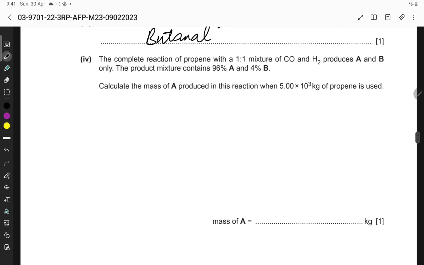The complete reaction of propene with 1:1 mixture of carbon monoxide and hydrogen produces A and B only. The product mixture contains 96% A and 4% B. Calculate the mass of A produced in this reaction when 5 into 10 raised to 3 kg of propene is used.